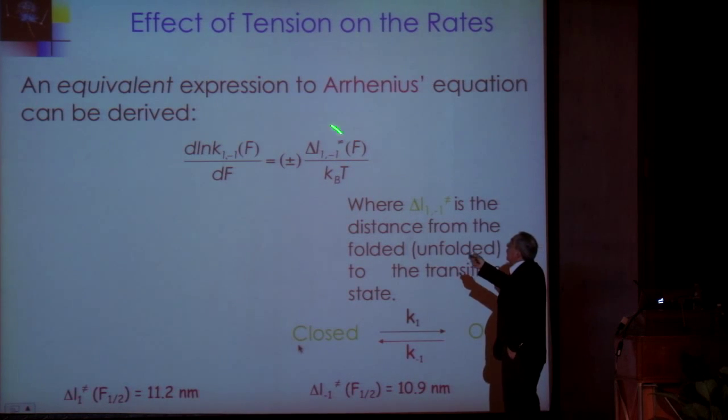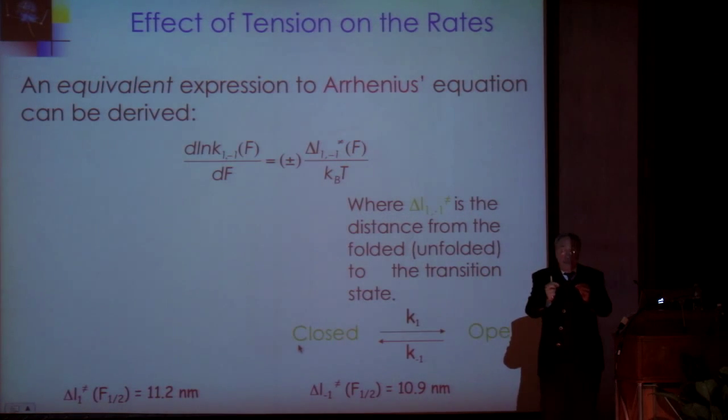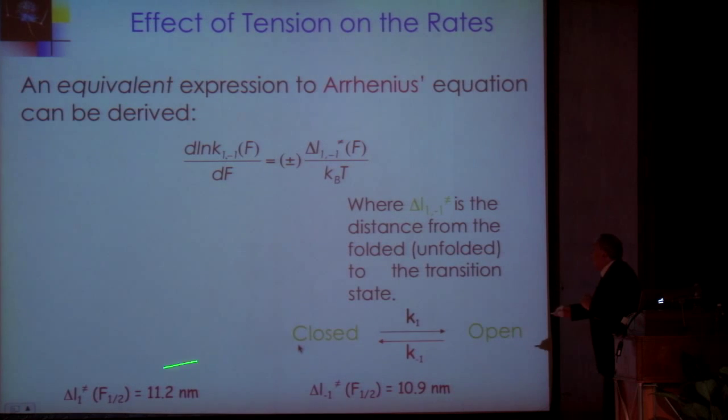Notice the distance to the transition state. Why? Because for the first time you are imposing one particular coordinate along which the molecule is being unfolded. And along that very well-defined coordinate in space, you can ask, where is the transition state? So you can measure the distance to the transition state. And we found that for this molecule, the distance to the transition state was halfway between the closed form and the open form. Okay? The molecule is very compliant.